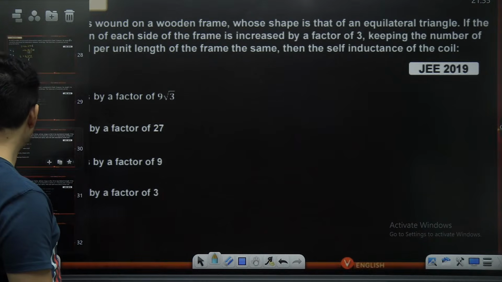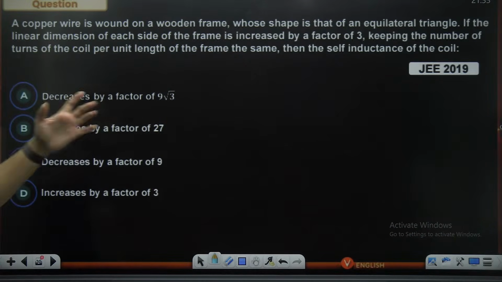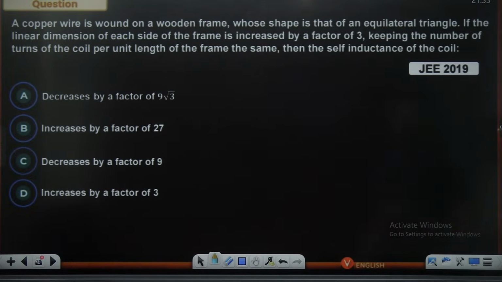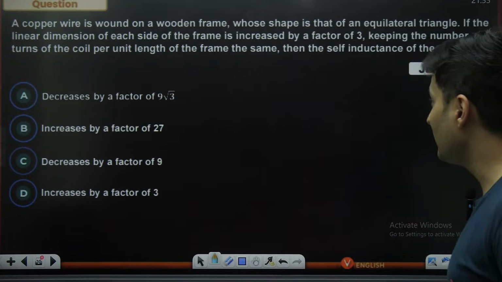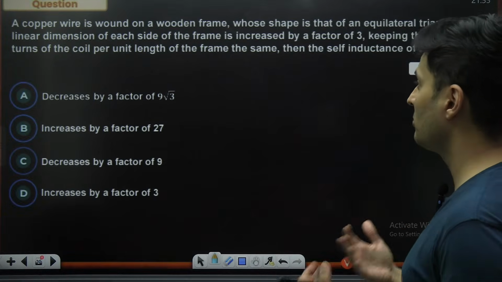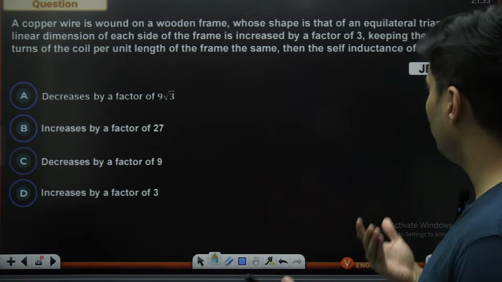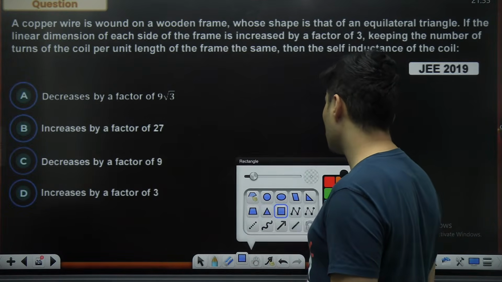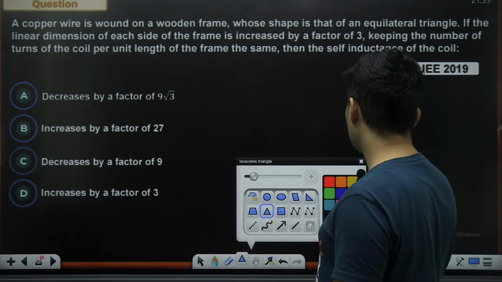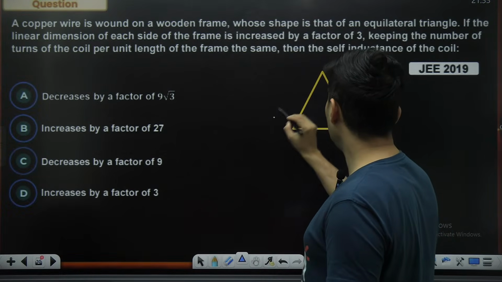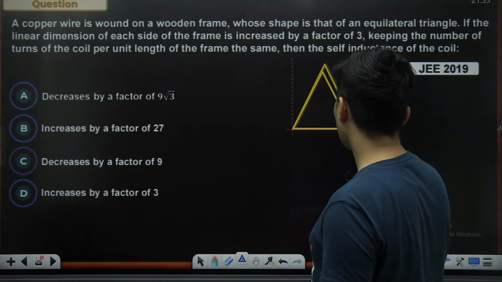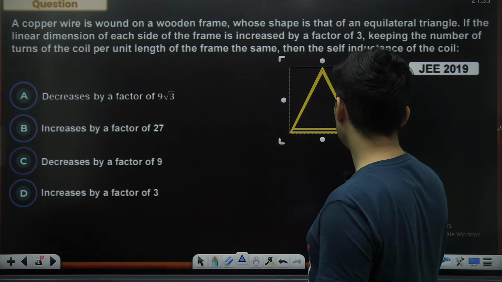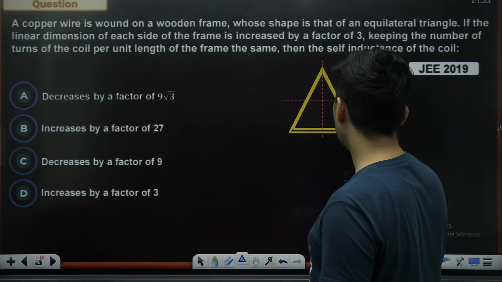There is one more question which can be asked over here. There is a copper wire which is wound on a wooden frame, whose shape is that of a triangle. If the linear dimensions of the side of the frame is increased by a factor of 3, keeping the number of turns of the coil per unit length of the frame same, then the self inductance of the coil. Now many people got shocked looking at this question. Sir, the self inductance of a triangular coil, we do not know. No sir, we have to sit and derive. And many students did that mistake of actually sitting and deriving it in the actual exam hall.